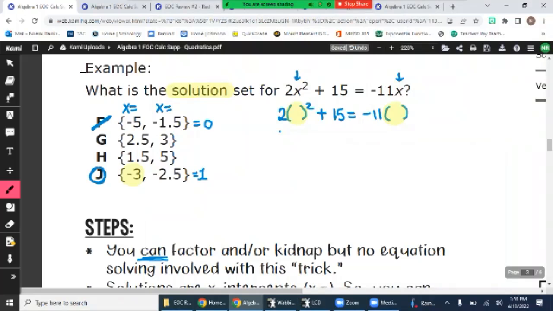But on the actual day of the STAR test, I want you to take the time and check all of those points, because even though these other 2 give you 0, you may get a problem where you get 3 1s and 1 0, and that would be your answer. Got it?